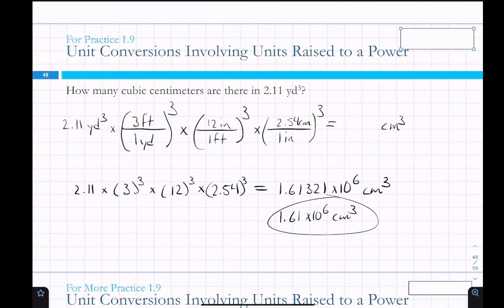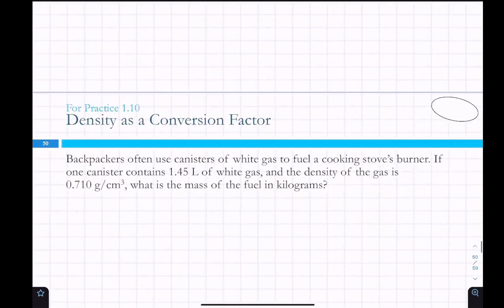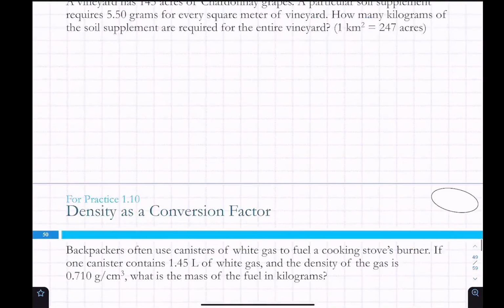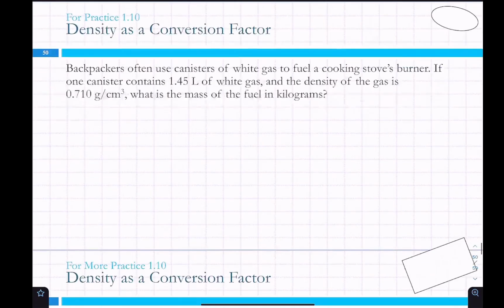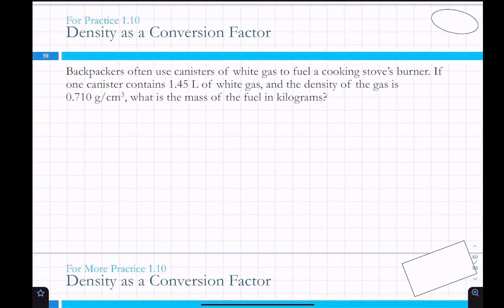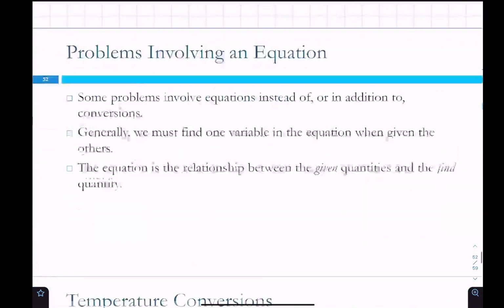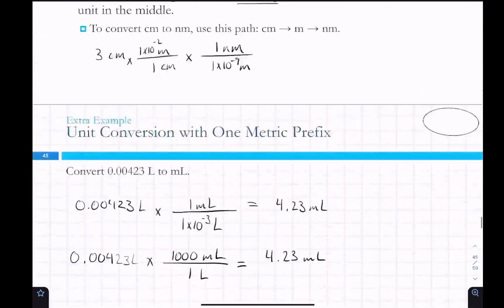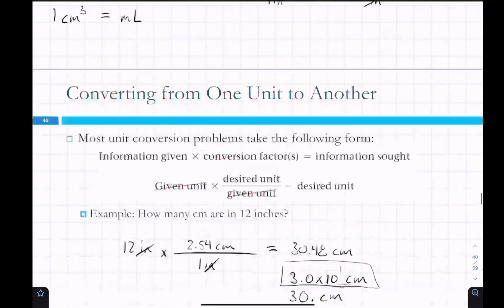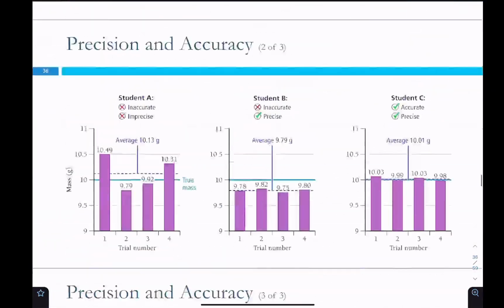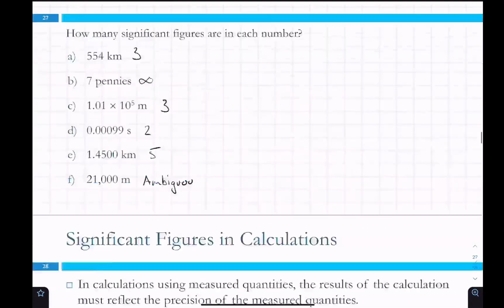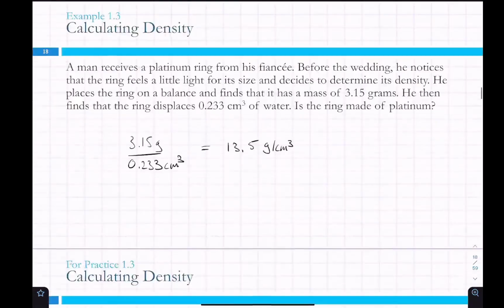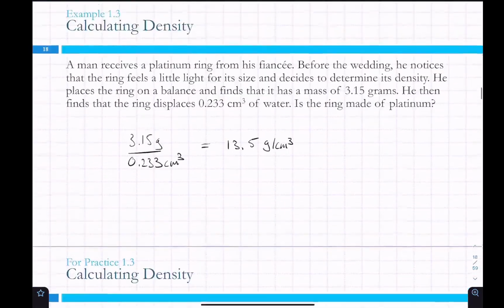Any questions? Cubed units? We'll leave that one to come back to it. Okay, so density is a conversion factor. Wait, did we talk about density yet? I think we did, right? I mentioned that it was an intrinsic property. Okay. So my practice problems, I guess I put them back here because we're talking about conversions.